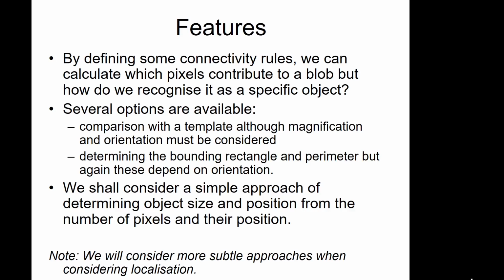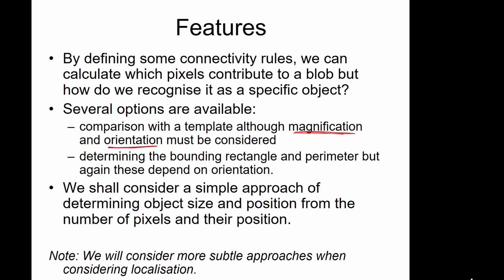So we could use template matching to identify objects. The slight problem with template matching is the magnification. We're assuming everything is at the same size. If the camera is slightly further away or slightly closer, then that object is going to change in apparent size. And also orientation. If that is orientated the other way, will our matching take account of that?